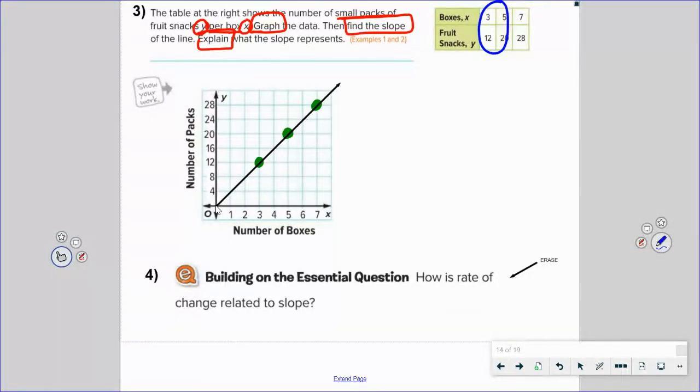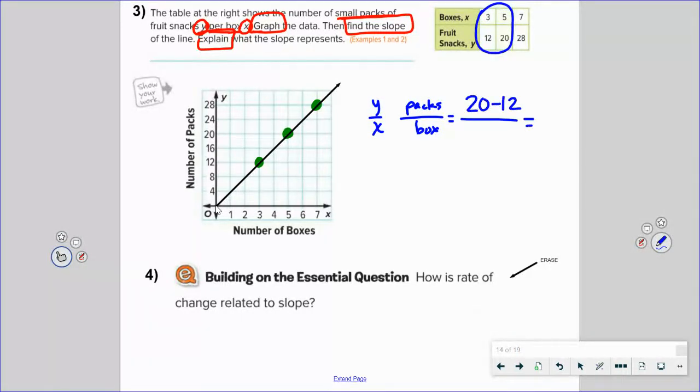Picking any 2 points, but notice rise versus run is actually packs of fruit snacks per box. So make sure you don't mess that up. Now from 12 over to 20, some of you don't even need to write this fraction. You see the 8. From 3 to 5, some of you don't even need to write that, 2. Naturally, 8 to 2 reduces, 4 to 1, or 4. So the slope is 4 to 1, or you can write 4. What does it mean?